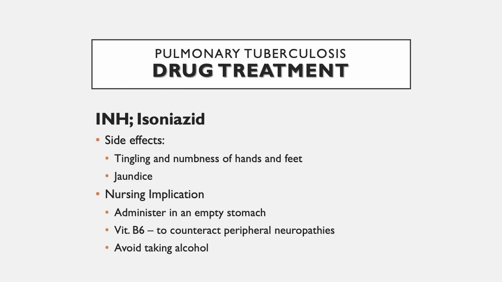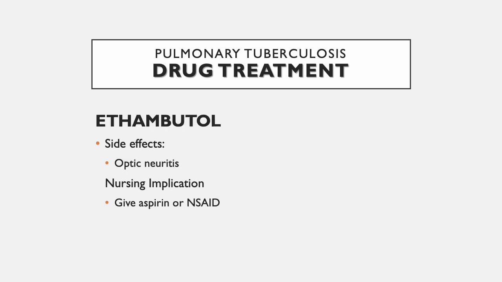Okay? Of course, you have isoniazid, INH. So, yan. Side effects naman nito would be tingling and numbness of the hands and the feet. Okay? Now, usually, this must be given on an empty stomach. And then, we usually give vitamin B6 together with isoniazid because nga, it causes peripheral neuropathies. Then, the same, do not take alcohol along with this drug. Now, ethambutol, it can cause optic neuritis. So, yan, you can give aspirin or NSAIDs for the pain.